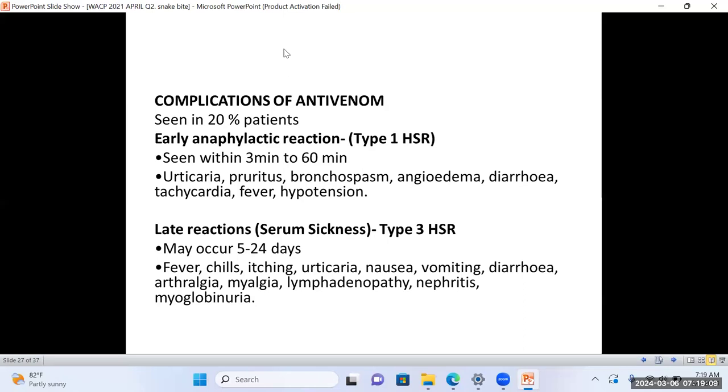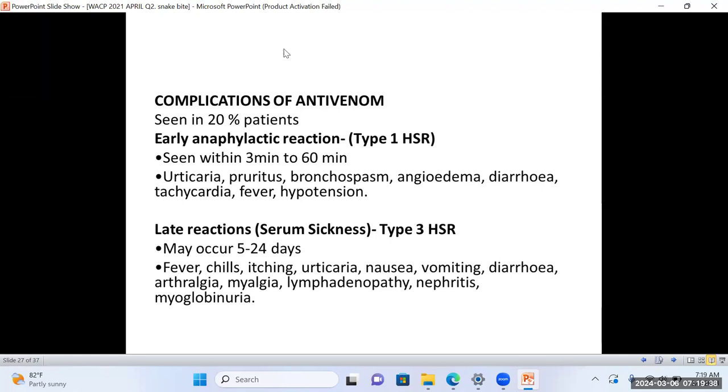You have the early anaphylactic reaction, the type 1 hypersensitivity reaction, IgE mediated. So with activation of the mast cell, it causes mast cell degranulation and then release of its contents, which can subsequently result in urticaria, pruritus, bronchospasm, angioedema. The patient can also have diarrhea, tachycardia, fever, hypotension, and this can be seen within 3 minutes to 60 minutes of administration of the antivenom.